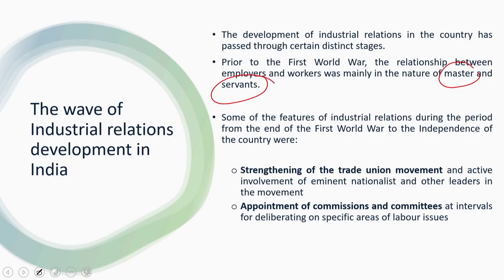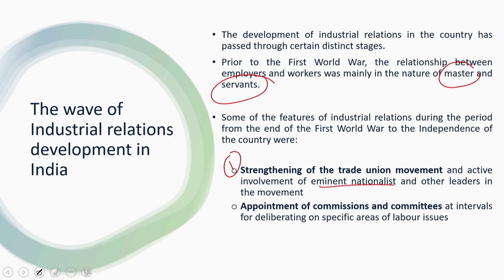When you look into some of the other features of industrial relations during the period from the end of the First World War to the independence of the country, we see the first and foremost thing, which is strengthening of the trade union movement. We understood the significance and relevance of trade unions, and we also tried to see the salient feature of that as strengthening of the trade union movement, active involvement of eminent nationalists and other leaders in the movement.